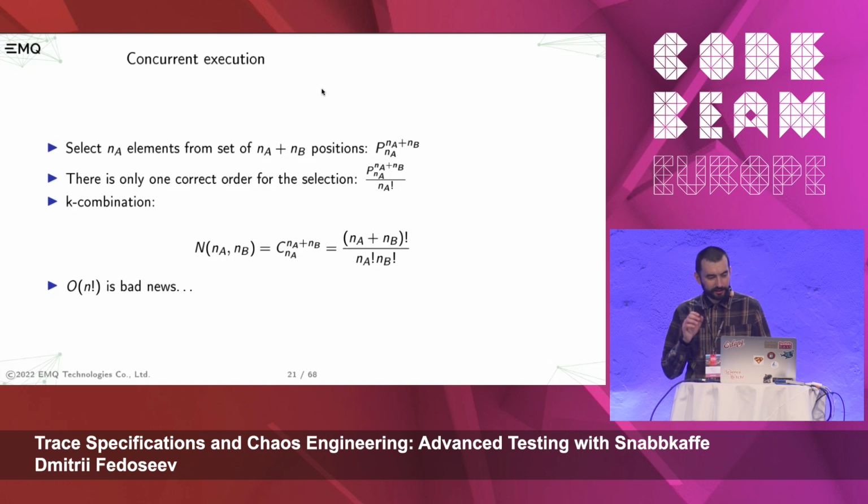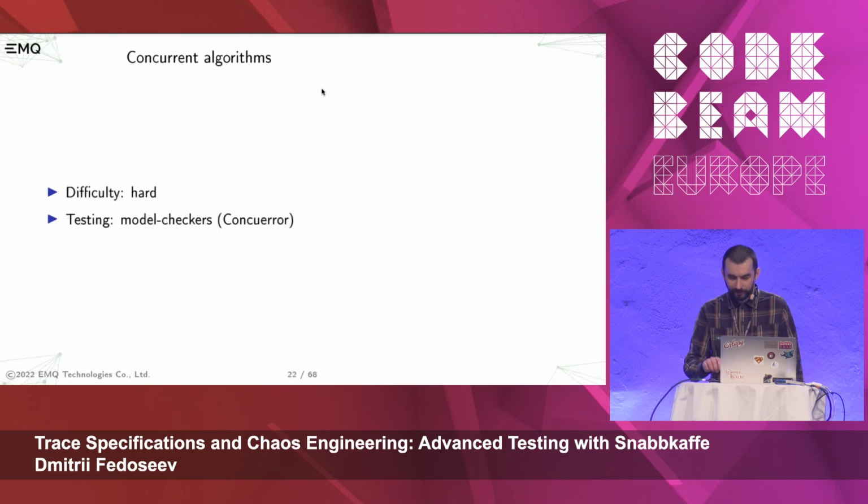If you consider that each unique scheduling may lead to a different state of the system, the size of the state space of a concurrent program grows super exponentially with the total number of operations. And this is really bad news. So the difficulty level is hard, but thankfully there are advanced tools to help us with testing concurrent systems, namely model checkers, such as Concuerror.